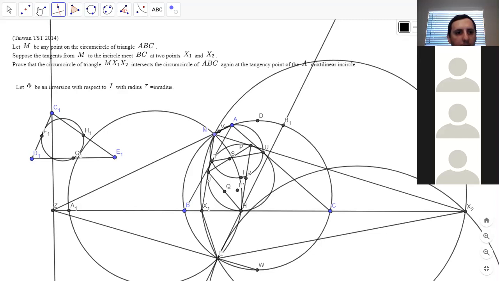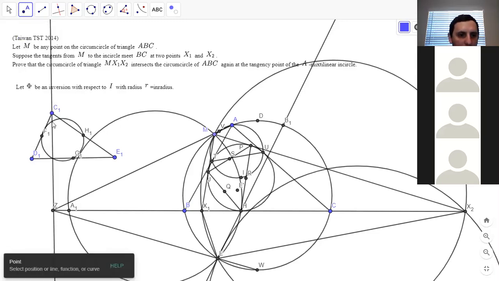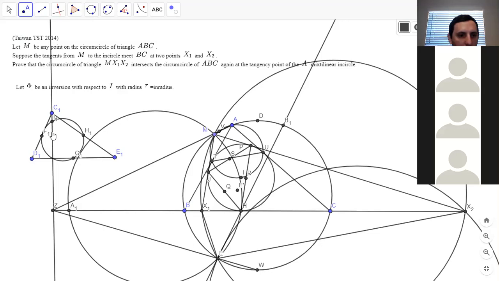Basically that's the midpoint of the orthocenter in C1. So that's what we want to show E prime is.